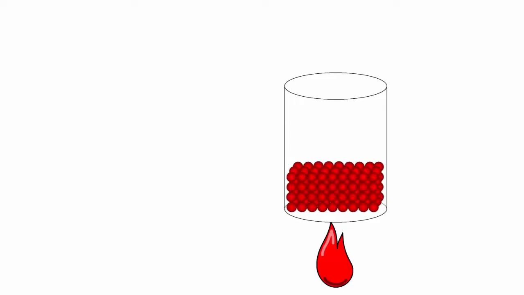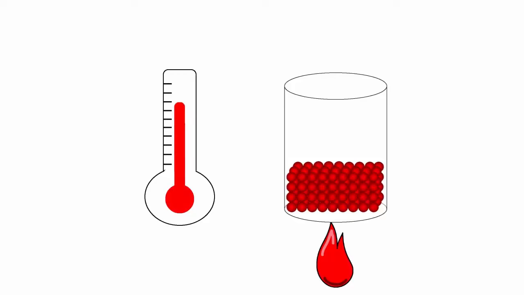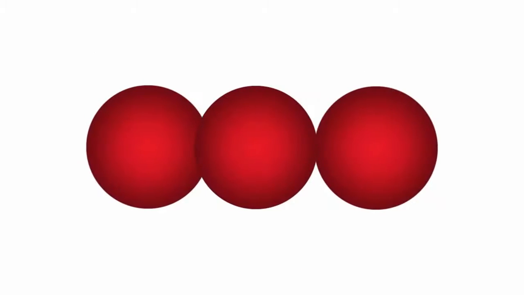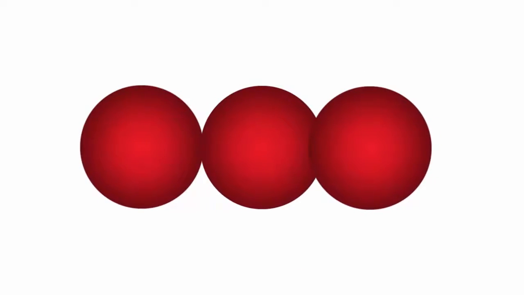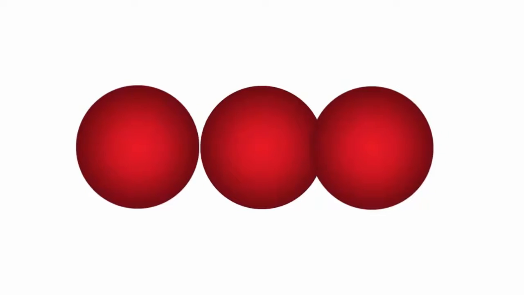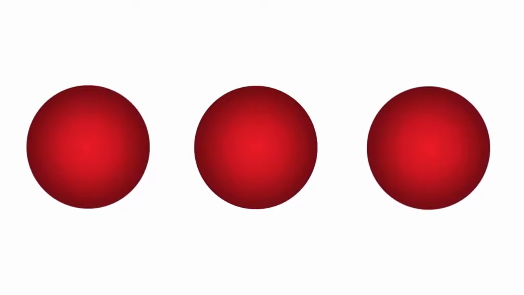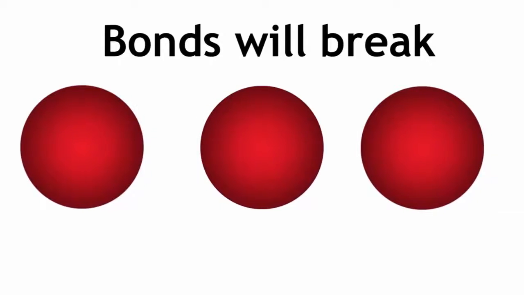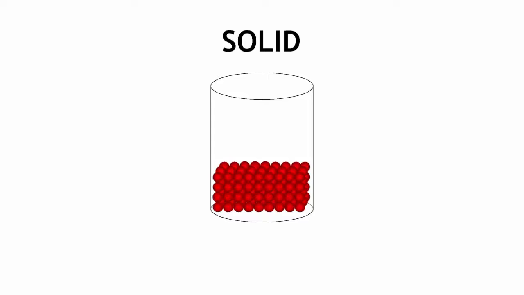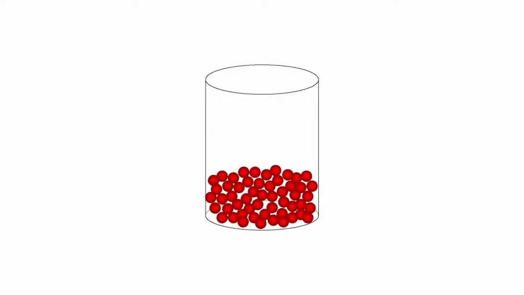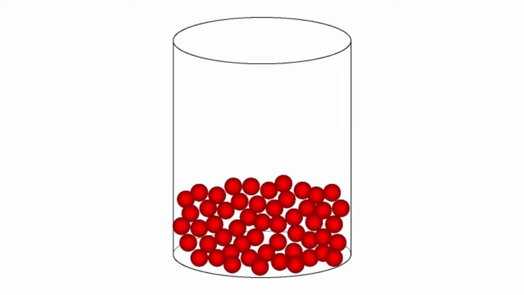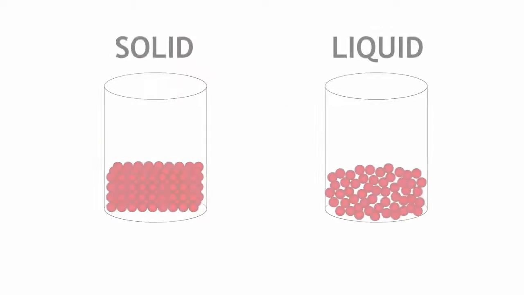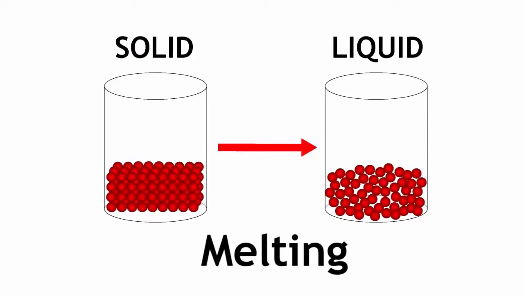Imagine heating the solid, raising its temperature, and giving each particle more energy. The particles vibrate more and more until they have enough energy to break out of the lattice. The bonds will break and the atoms begin to move around much more easily. The substance will change into a liquid. With more energy, you can imagine the atoms moving freely around like dodgem cars at the fair. This change is called melting.